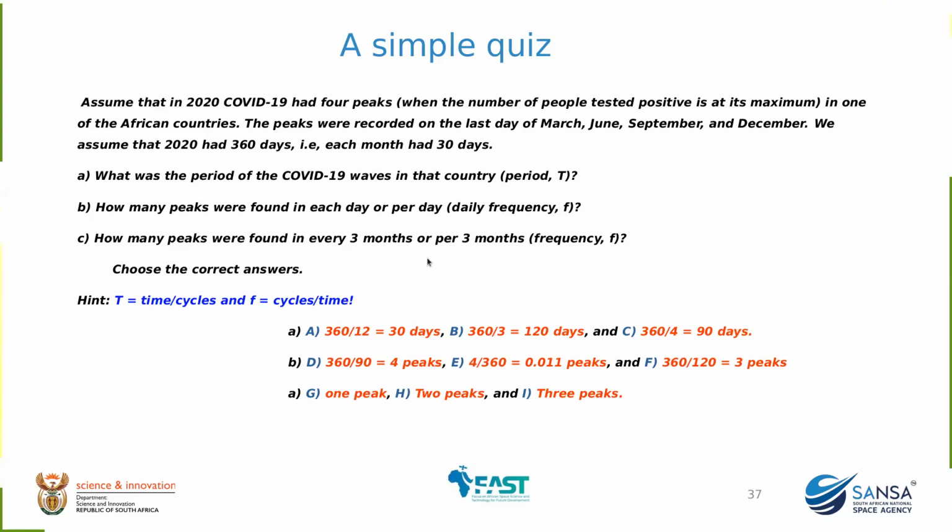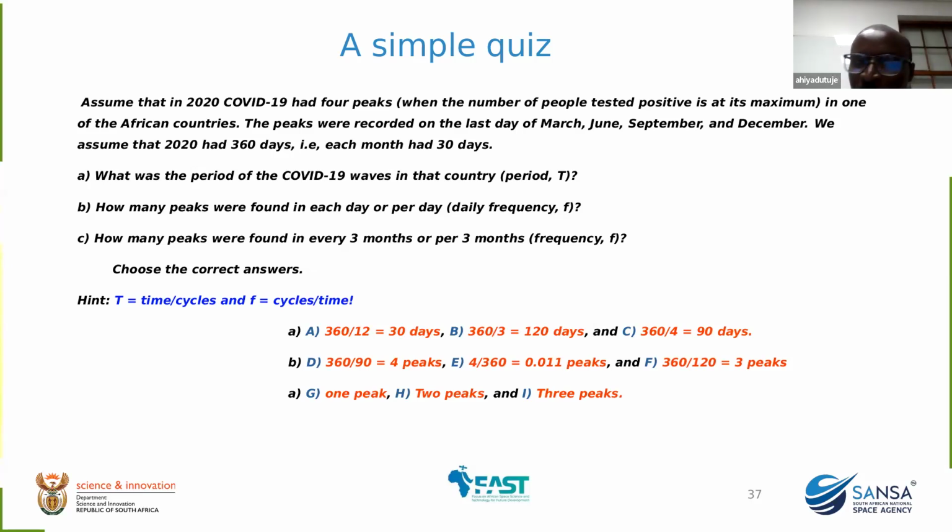January, February, and March. How many peaks did you find there? It is only one. Yes. And from April, May, and June, how many peaks? One. Oh, yes, one.